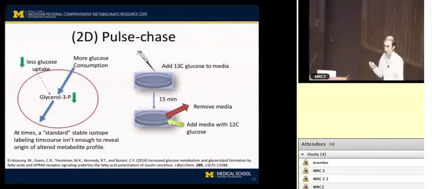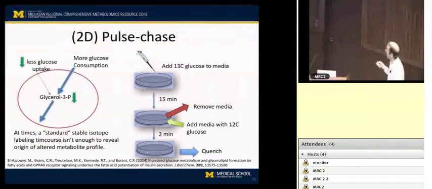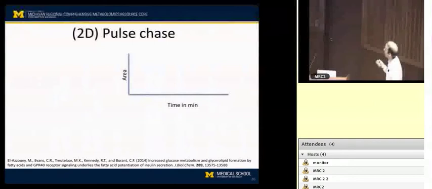And then you can effectively freeze the metabolism and no longer be building up any more labeling, and just look at the metabolites that have been formed. Where do they go? In this case, we waited an additional 2 minutes, quenched metabolism, and looked at the outcome. For the outcome of the data, we're going to look at a plot of area versus time.